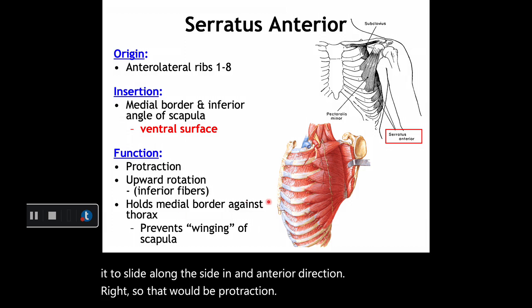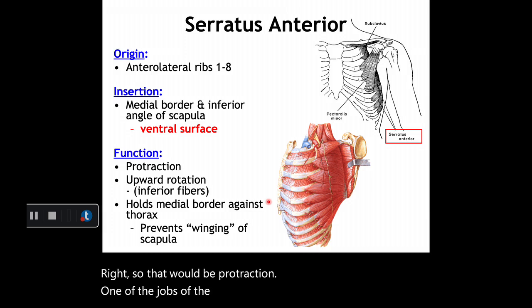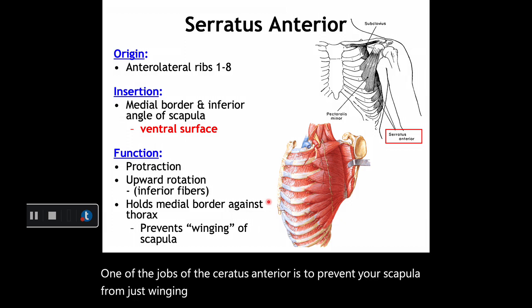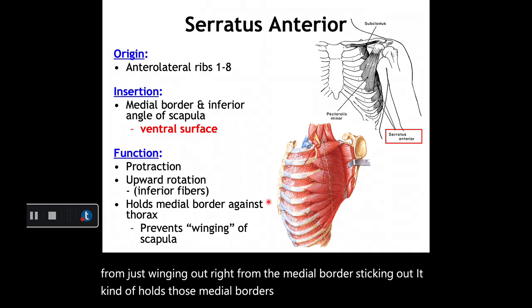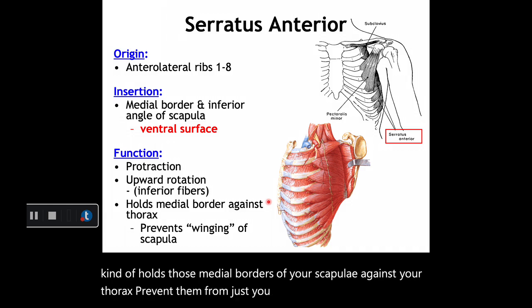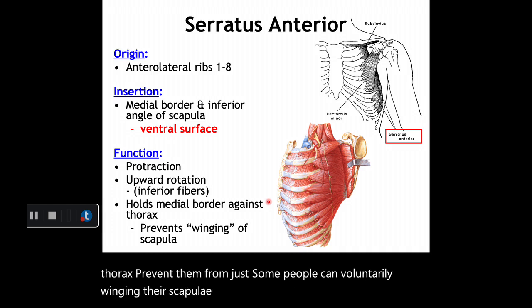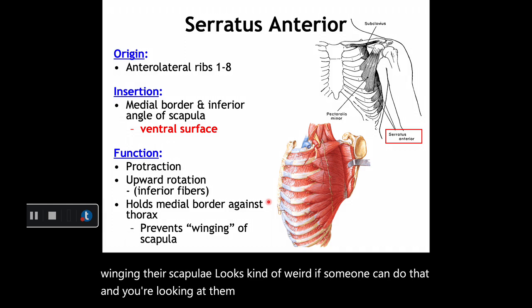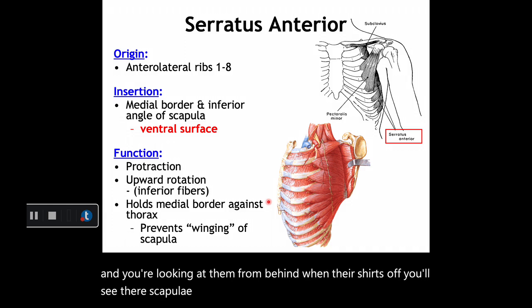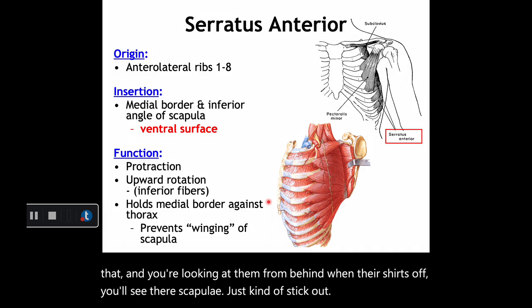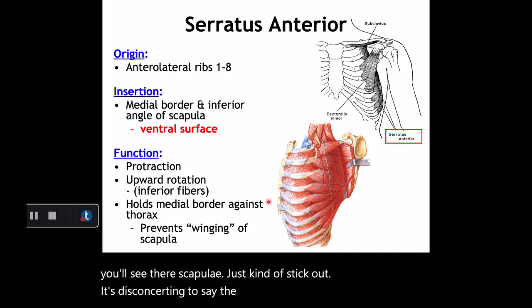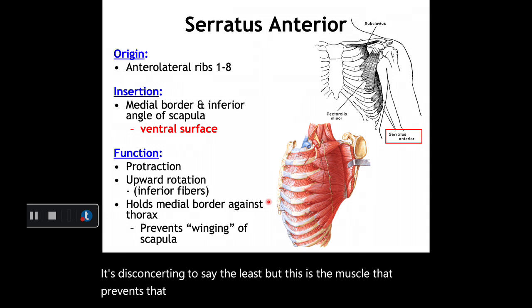One of the jobs of the serratus anterior is to prevent your scapula from just winging out, right? From the medial borders sticking out. It kind of holds those medial borders of your scapulae against your thorax. Some people can voluntarily wing their scapulae. Looks kind of weird. If someone can do that and you're looking at them from behind when their shirt's off, you'll see their scapulae just kind of stick out. It's disconcerting, to say the least. But this is the muscle that prevents that by holding it tightly against our thorax.